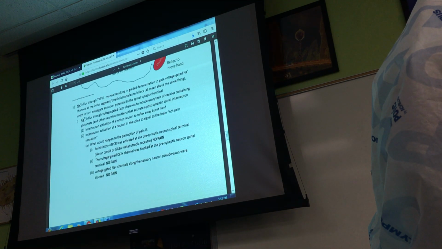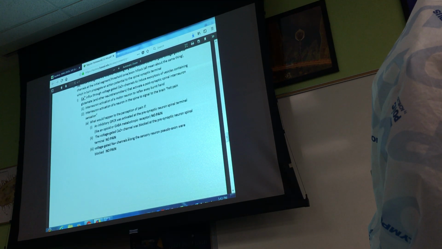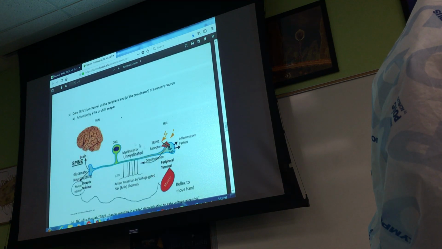And that's how your opioids work. And then he says, with realizing that there's a crap load more going on, the voltage gated calcium channel was blocked at the presynaptic terminal. So no calcium coming in, no glutamate release, no pain. Voltage gated sodium channels along the sensory neuron axon were blocked. So if you block these, no action potential propagation, no pain.